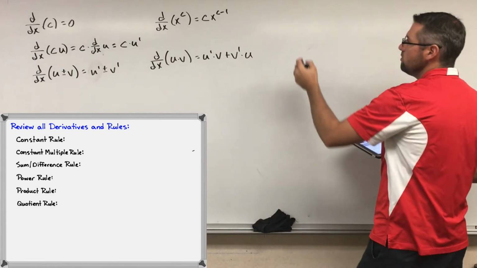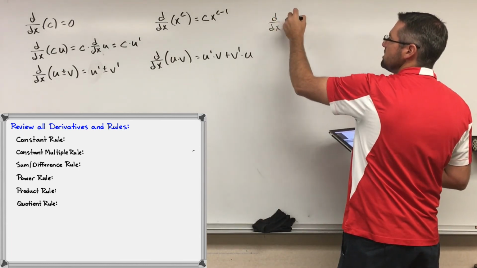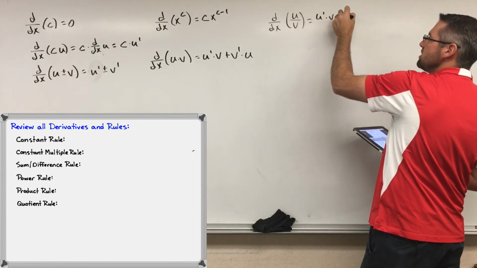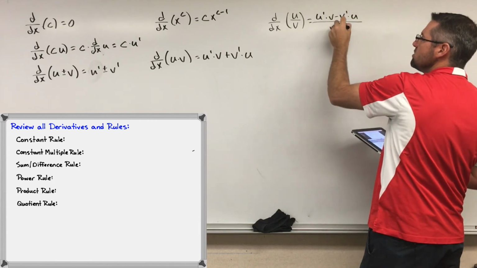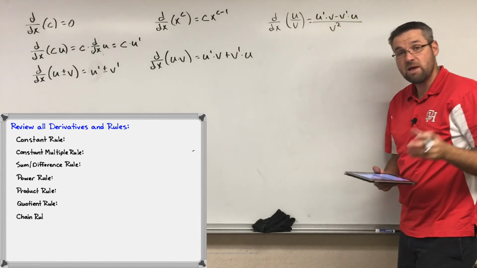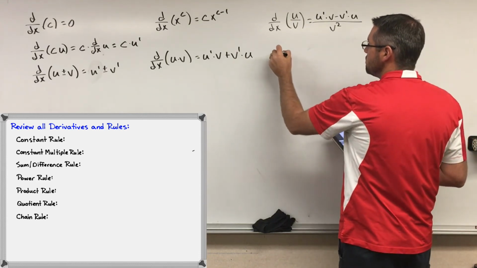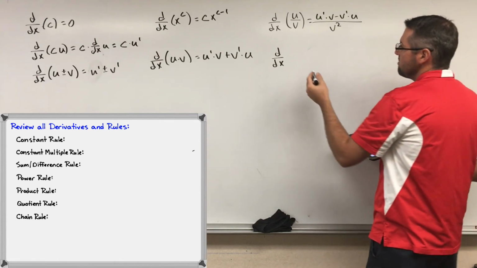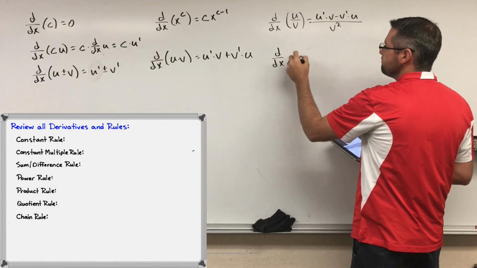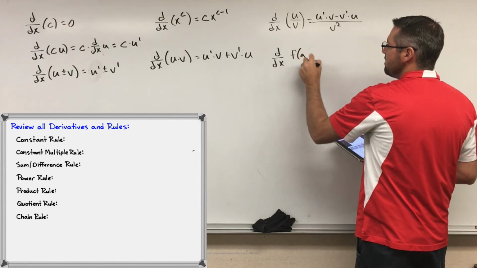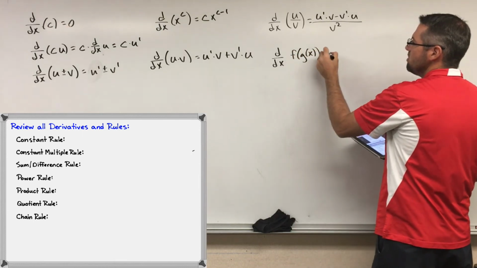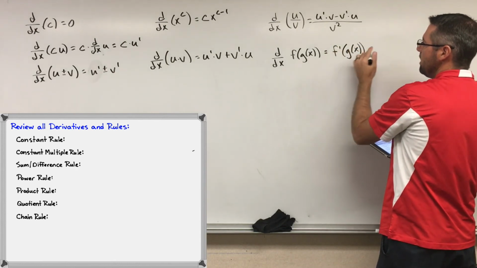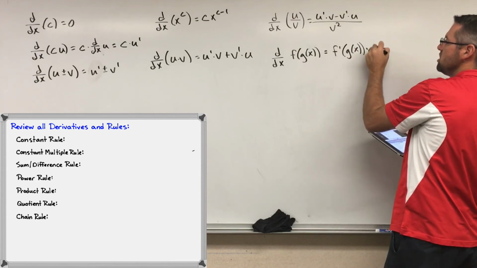Then we have the quotient rule. The quotient rule is if you have u over v, where these are both functions, that's u prime times v minus v prime times u all over v squared. We have the quotient rule. Then we have the chain rule. So if we have a function inside of a function, if I'm taking the derivative of f of g of x, that would be f prime of g of x, because that's the derivative of the outer thing, and then times the derivative of the inner thing, which is g prime of x.